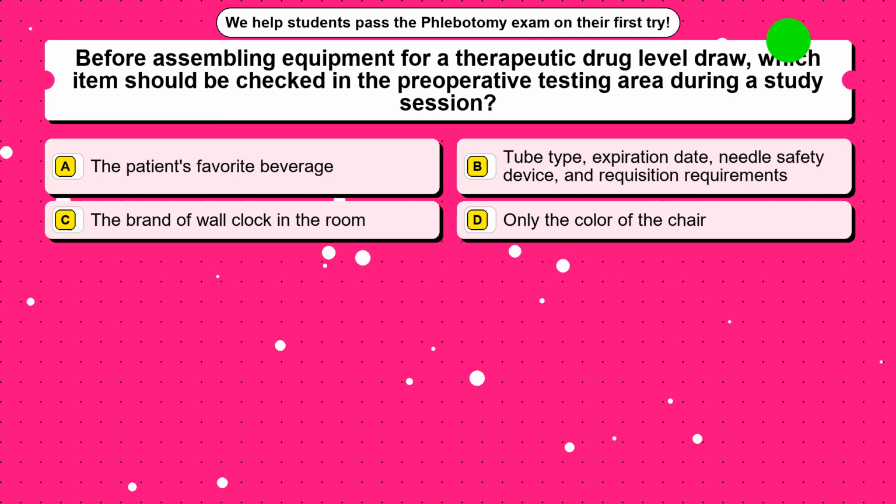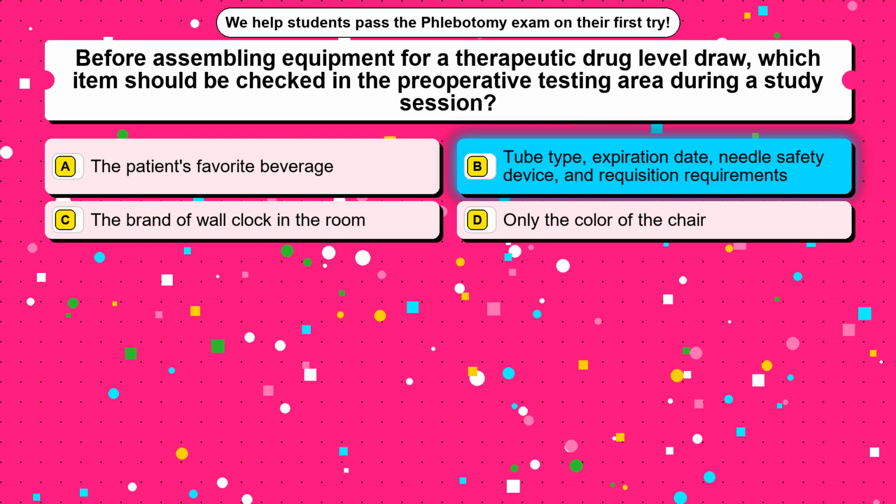Question 67. Before assembling equipment for a therapeutic drug level draw, which item should be checked in the preoperative testing area during a study session? Option A. The patient's favorite beverage. Option B. Tube type, expiration date, needle safety device, and requisition requirements. Option C. The brand of wall clock in the room. Option D. Only the color of the chair.